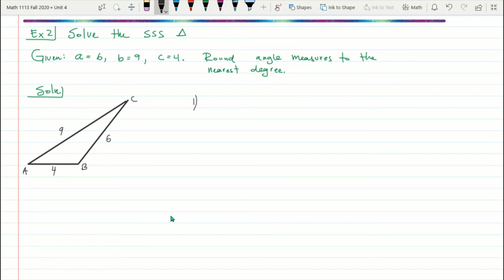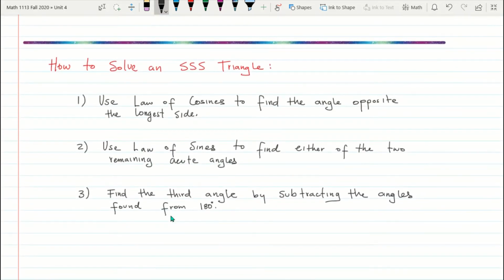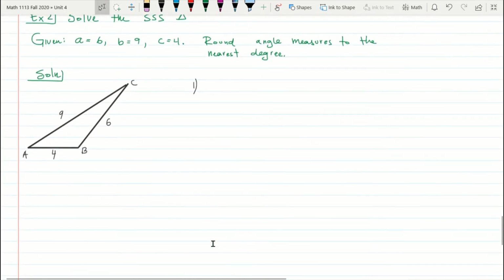Step 1, use the law of cosines to find the angle opposite to the longest side. So we're looking for angle B. So 9 squared equals 6 squared plus 4 squared minus 2 times 4 times 6. Let me write the definition below so you know what I'm talking about.